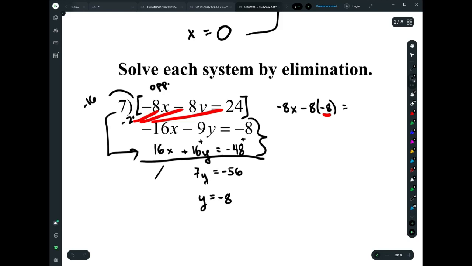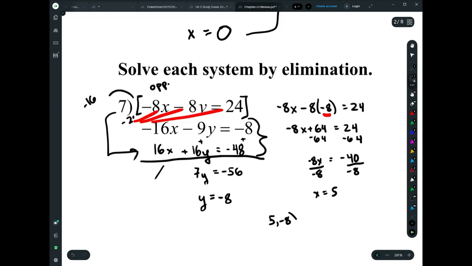So equal to 24 makes it 64, negative 8x, and subtract 64, leave negative 40 is equal to negative 8x, and divide by negative 8. X equals 5. 5, comma, negative 8. Elimination method.